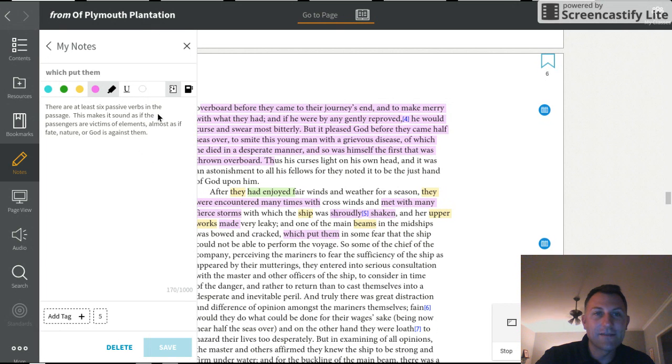There are at least 6 passive verbs in the passage. This makes it sound as if the passengers are victims of elements, almost as if fate, nature, or God is against them. Almost a sense in which they're not the ones acting. And you're going to see that a lot in his writing, that there's a sense in which there's some other force, unknown force, that's in control here. So kind of a tough annotation. We're only going to do a couple more of those, but look for that and see when the normal subjects aren't doing the acting. He'll do that sometimes. Go ahead and put a little save down there, save your notes.